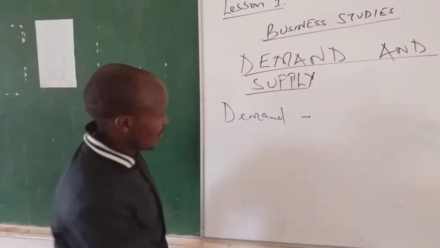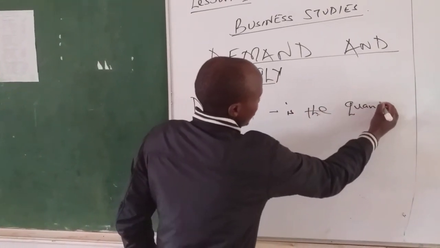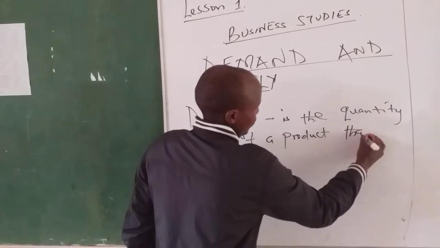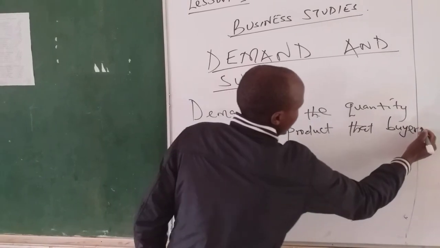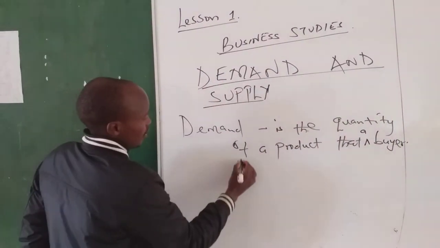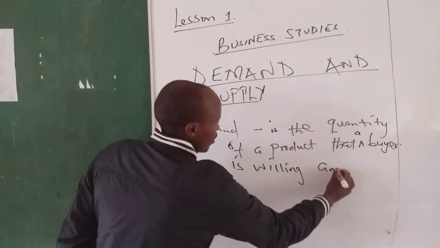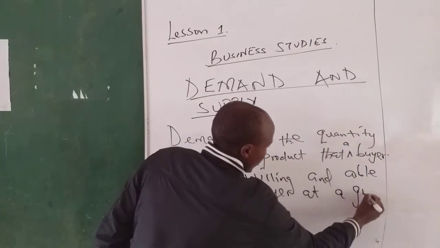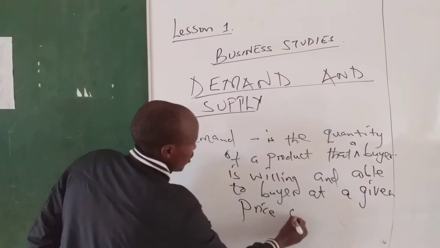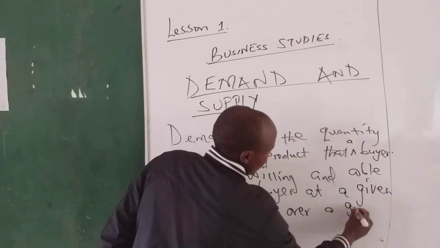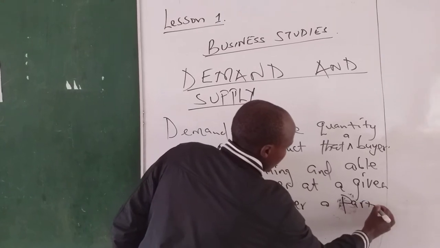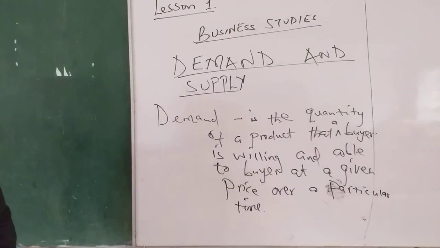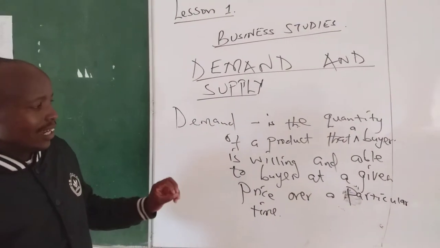Demand is the quantity of a product that buyers, or that a buyer, is willing and able to buy at a given price over a particular type. That is the definition of demand, and in this definition we should be able to highlight some keywords.